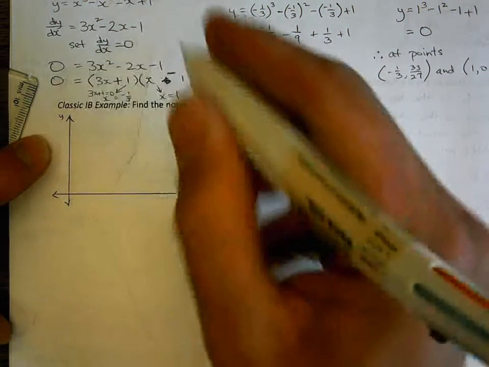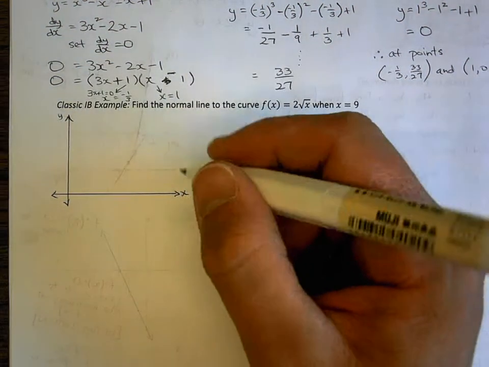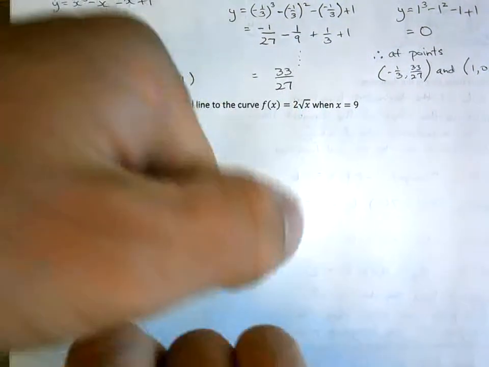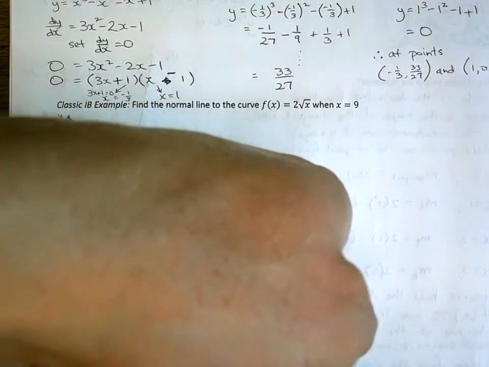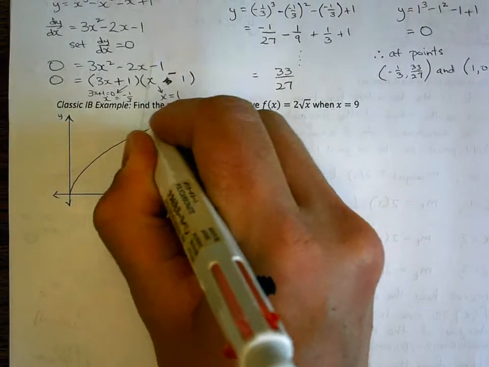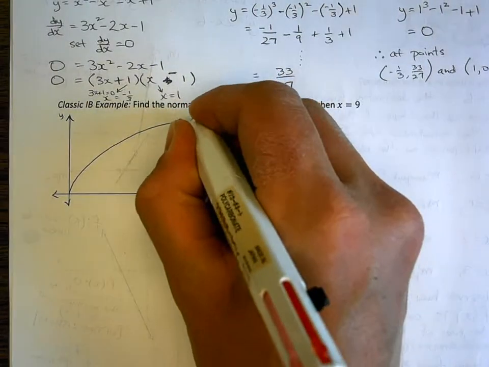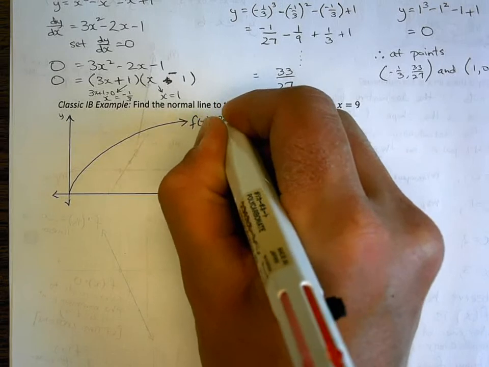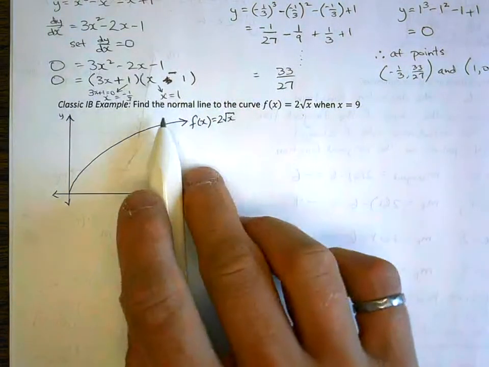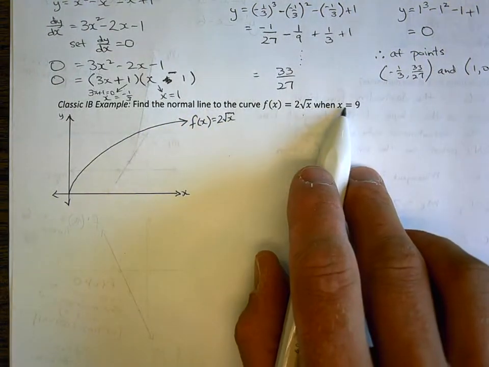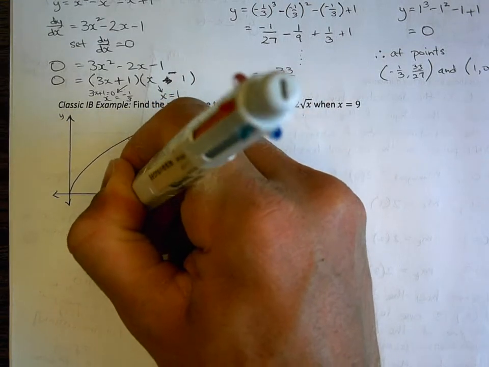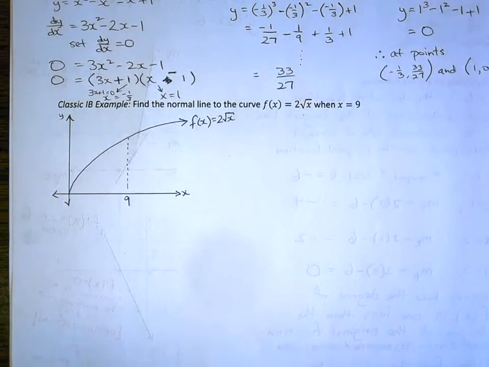Let's just graph this. So this is what kind of graph? Well, it's a square root function, and it has a 2 in front, which is outside the bracket, so it's a vertical stretch by 2. Regardless, the graph looks something like this. f of x is equal to 2 root x. And we want to find the slope, or the normal line, at x equals 9. So let's say x equals 9 is somewhere here.